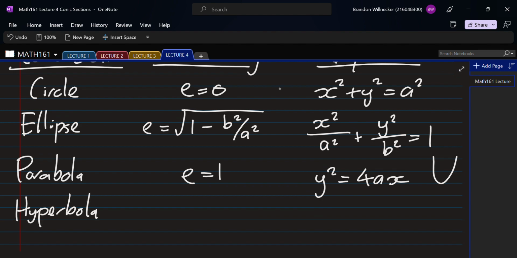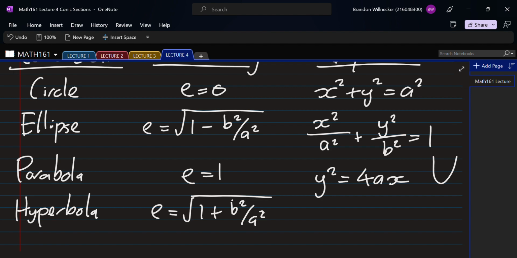Okay, this has an eccentricity value similar to the ellipse, but instead of the minus, we have a plus. So this will be the square root of 1 plus b squared over a squared. And we can see from this form that this eccentricity will be bigger than 1. So it will never get to 1, so it's not a parabola, but it's bigger than 1 and can go off to as large as you want it, and that makes it a hyperbola.